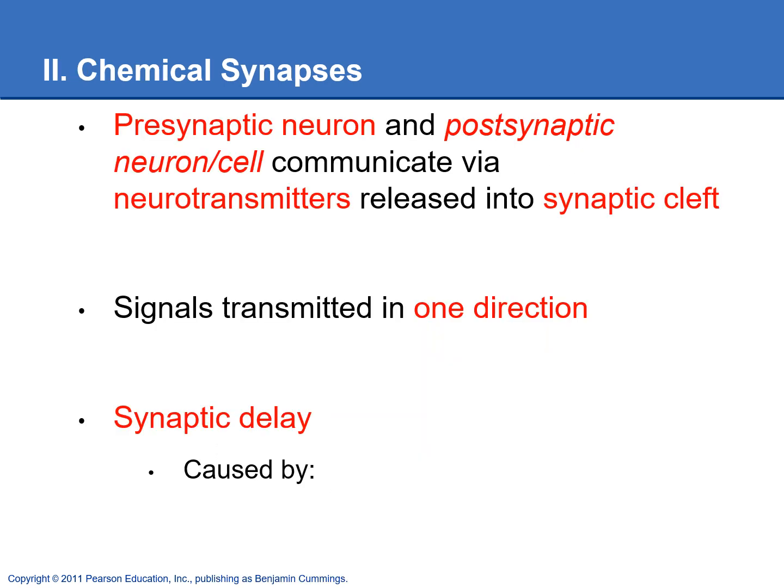Most of the synapses in the nervous system are chemical synapses, where neurotransmitters are going to be released into the synaptic cleft between the presynaptic neuron and the postsynaptic neuron or cell. And signals are going to be transmitted just in one direction.